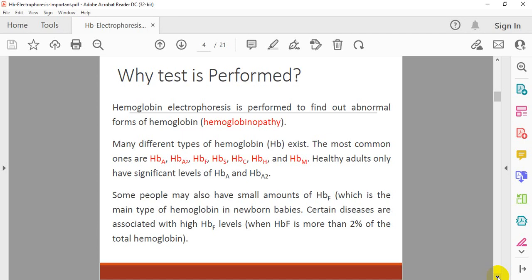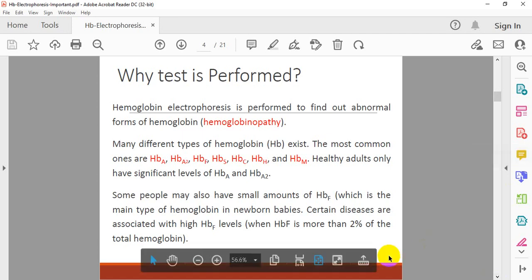Some people may also have small amounts of hemoglobin F, which is the main type of hemoglobin in newborn babies. Certain diseases are associated with high hemoglobin F levels. When hemoglobin F is more than 2% of the total hemoglobin, then we say that the person has a disease. Hemoglobin F is called fetal hemoglobin.